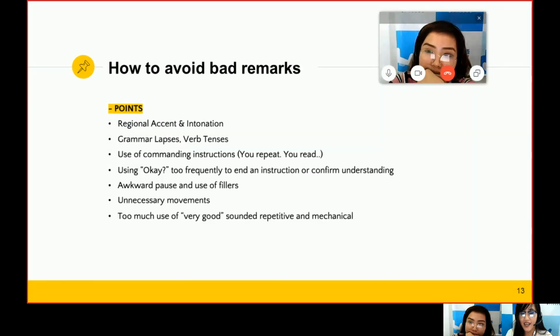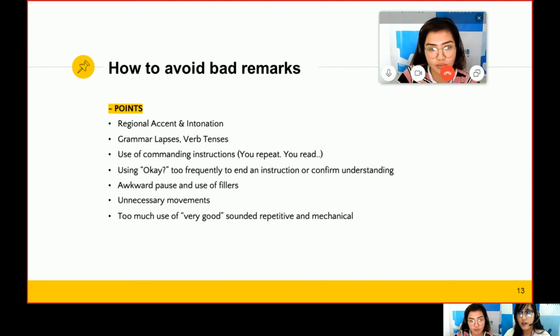How to avoid bad remarks. Your original accent and intonations, like your Filipino accent. You do this? Don't do that. In here we are using American accent, not Filipino accent, just a normal accent and intonation. Okay. Grammar lapses and verb tenses.